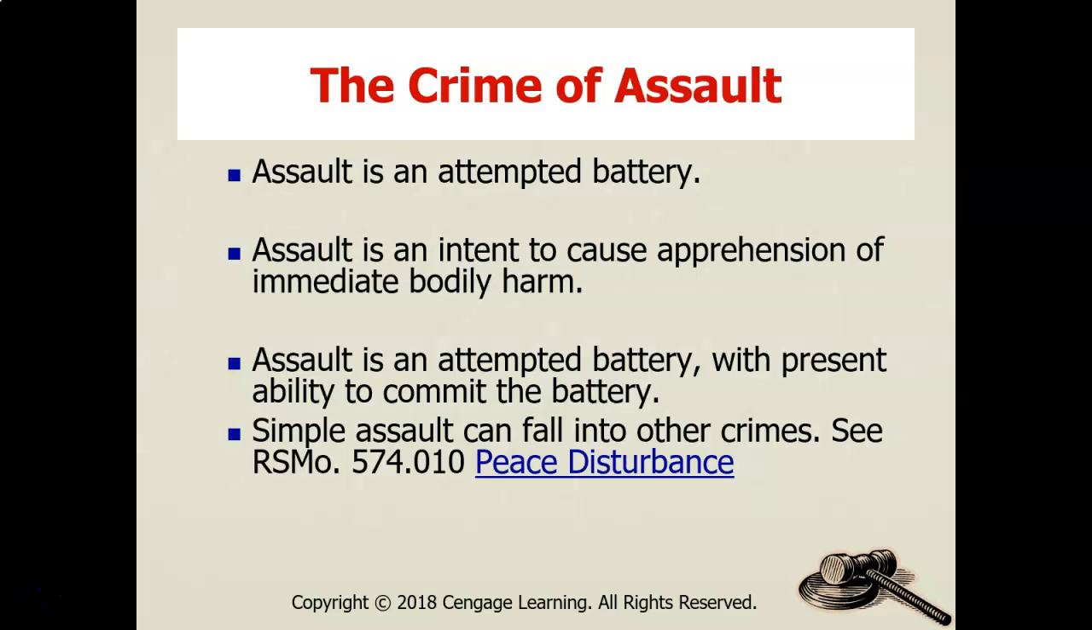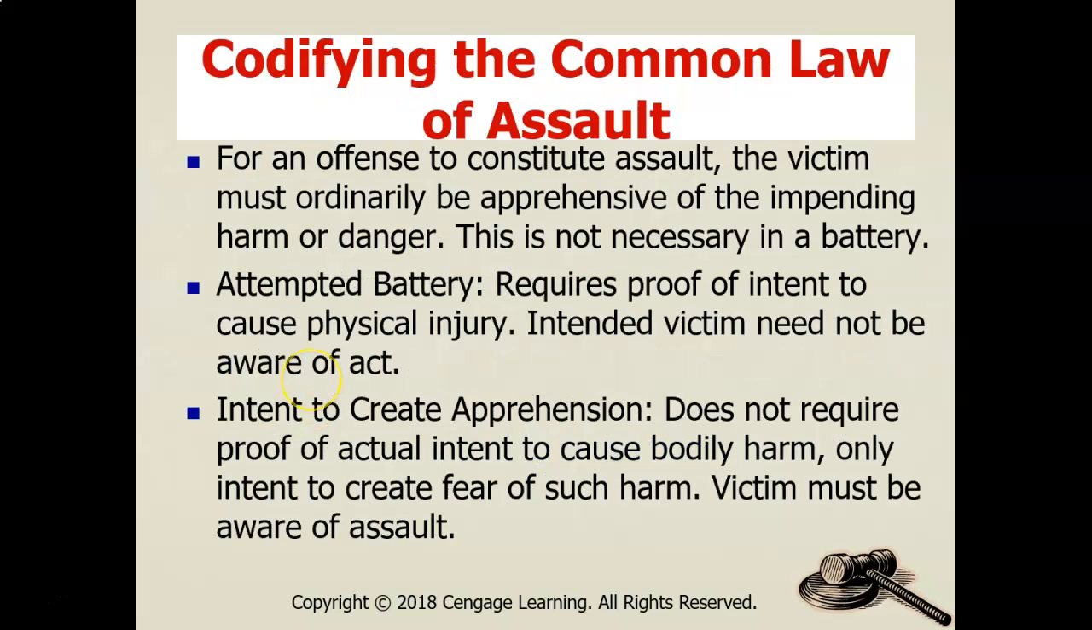The biggest thing to remember when we talk about crimes is a lot of times there are other statutes that are very similar that may be a better statute to look at as far as writing your report and criminal violations. So, codifying the common assault law, for an offense to constitute assault, the victim must ordinarily be in apprehension of impending harm or danger. If somebody comes up and says, I hit them, and you ask why, and they say, well, they were threatening to hit me, well, were you in fear is going to be the next question I'm going to ask. It doesn't automatically require it, but I want to know, were you in apprehension?